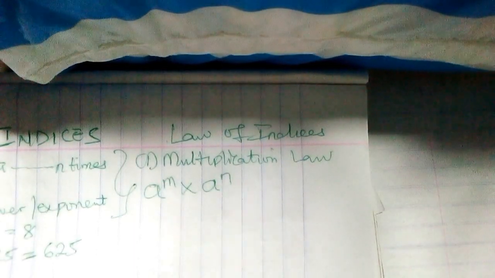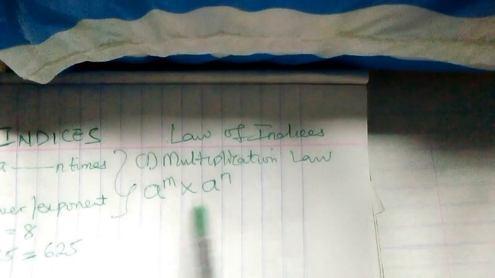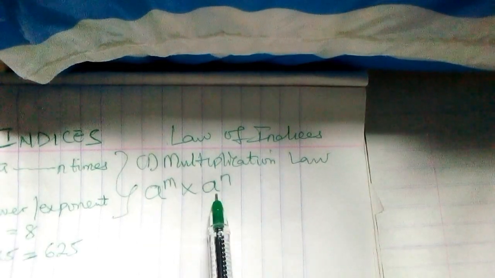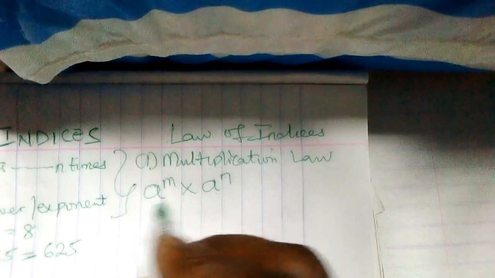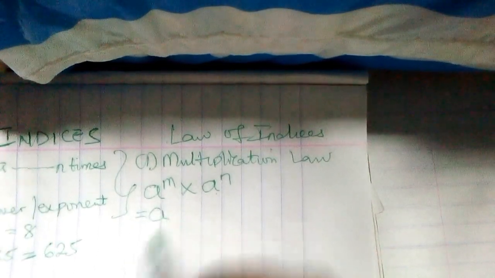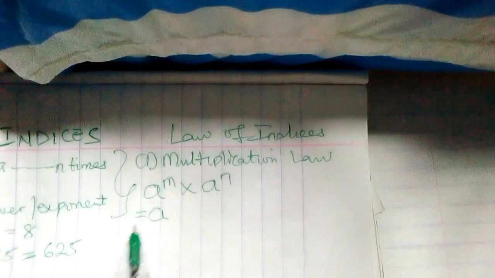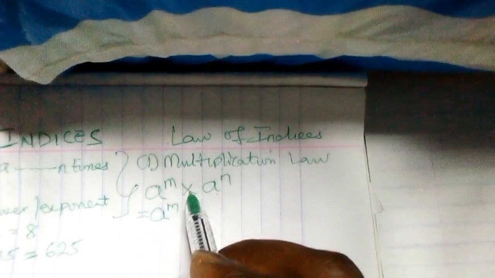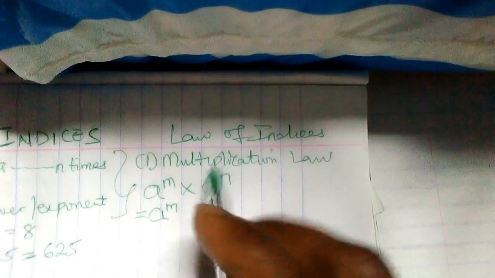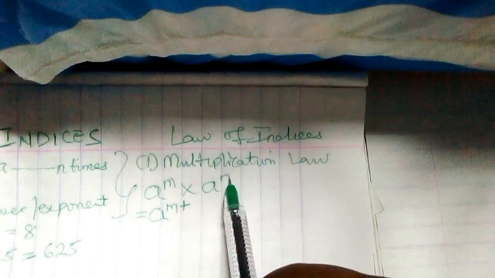For the multiplication law of indices, if you check, this a and this a are the same base. So you just carry one of the bases, a, and write your a. The ones on top, you write your m here, and turn the multiplication sign to plus. Then you carry this n here.